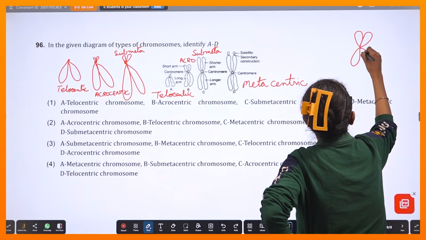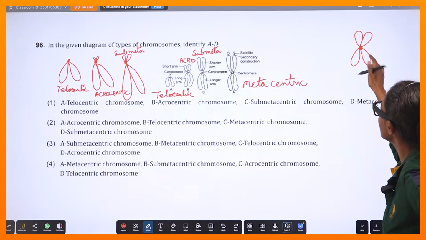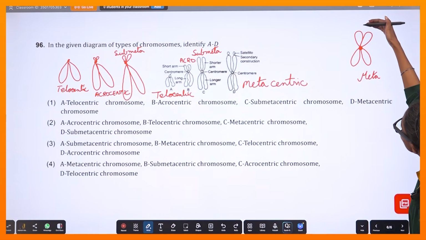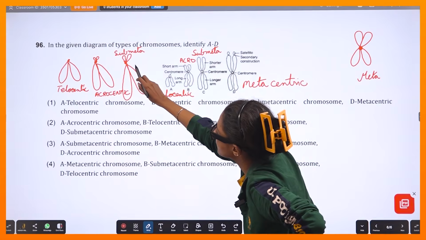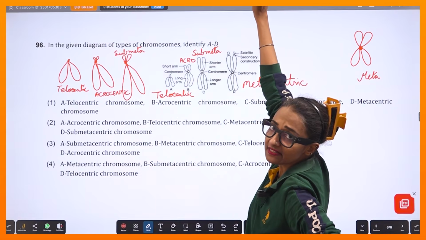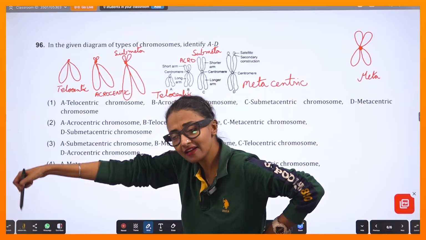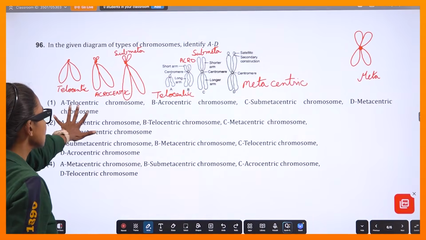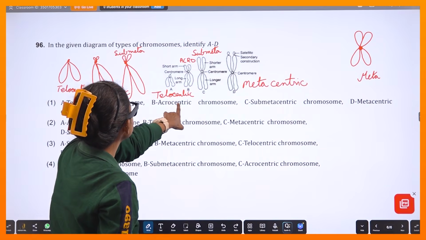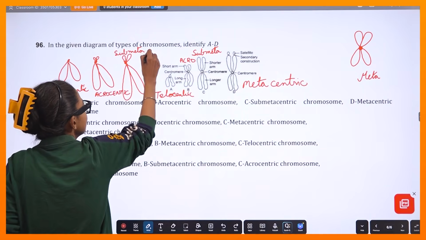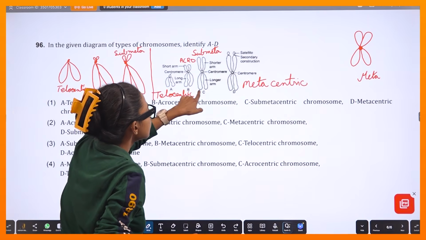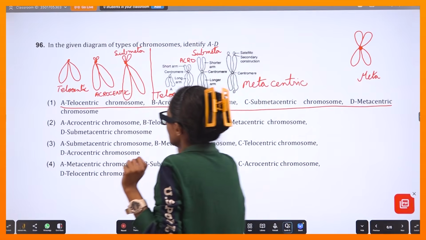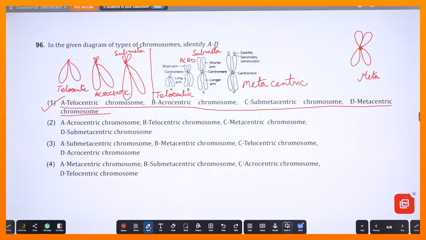See, in meta the centromere is exactly at the center. The moment you shift it a little to that side, you can see submeta. Shift it further that side, acro, and right at the end it's telo, right? So which option? A is telocentric, B is acrocentric. See, I have written it, right? C is submetacentric: telo, acro, submeta, and metacentric. Option 1. Am I right? Fine.